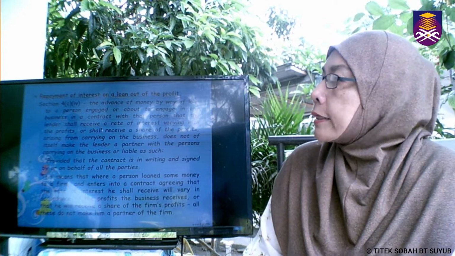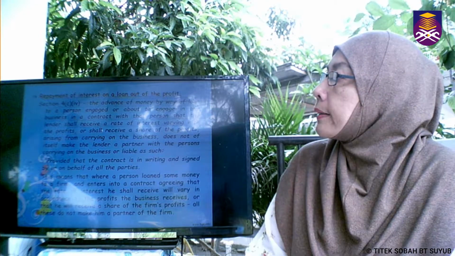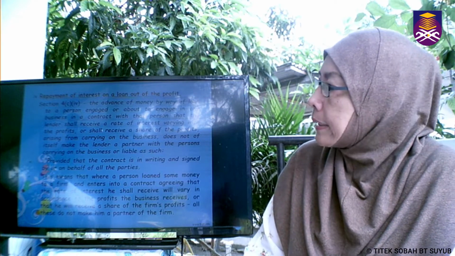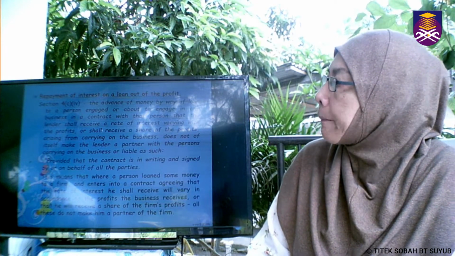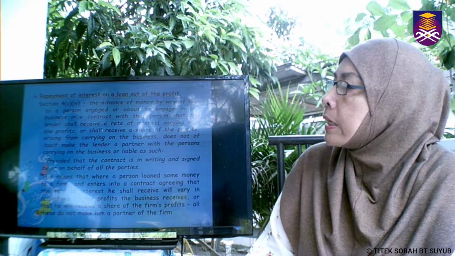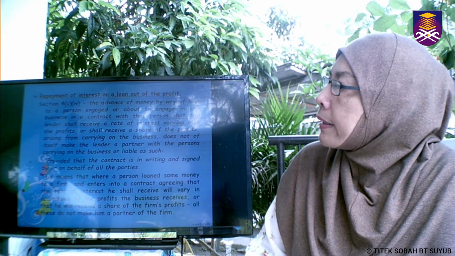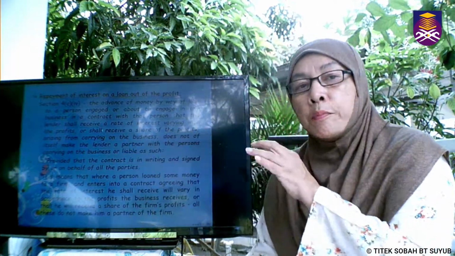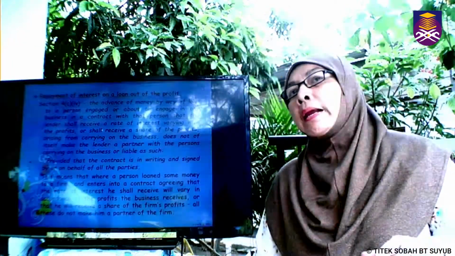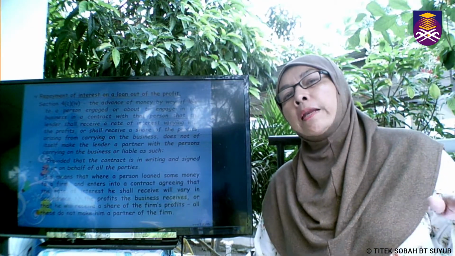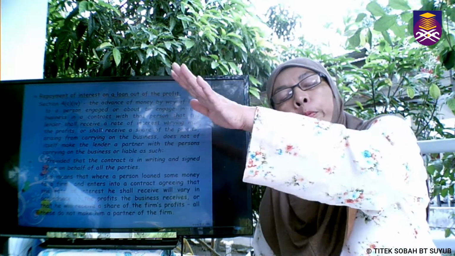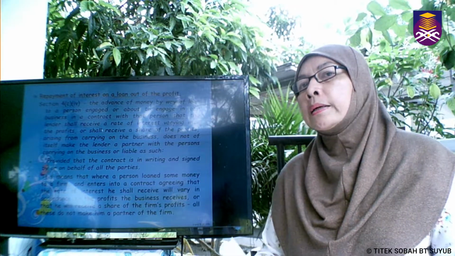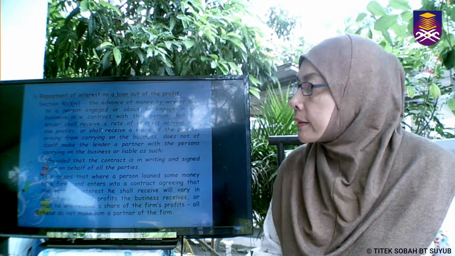So under section 4C4 here, it says the advance of money by way of loan to a person engaged or about to engage in any business in a contract with that person, that the lender shall receive a rate of interest varying the profit. You see the word receive a rate of interest varying the profit. So meaning how it's going to be paid. It's going to pay if let's say the profit is more, they're going to pay more. If the profit is less, they're going to pay less, right? So meaning the amount is not certain.